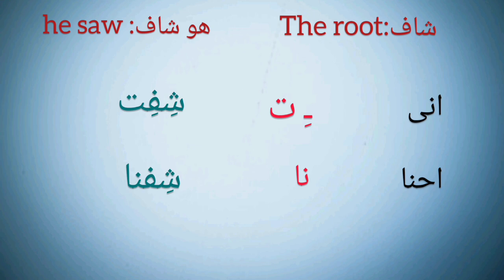As you see, these are all متكلم and the alif is deleted. أنا شفت. I saw. إحنا شفنا. I add na to this one. We saw.